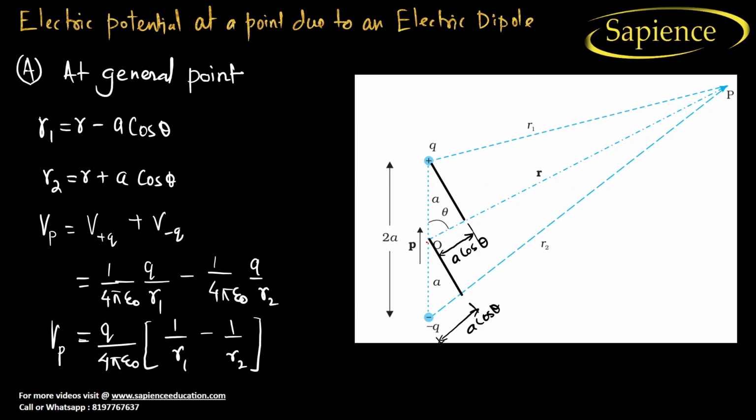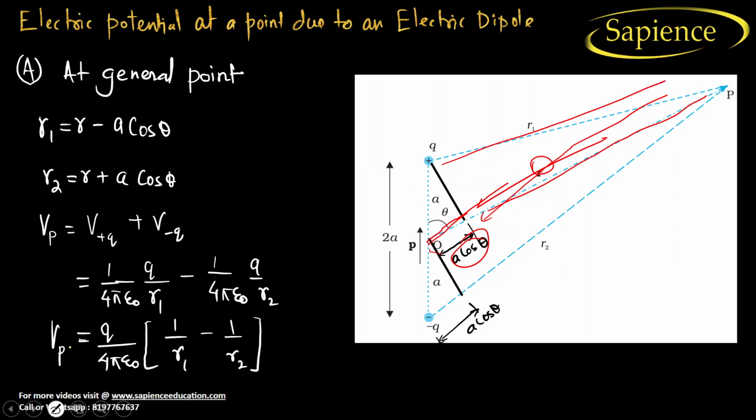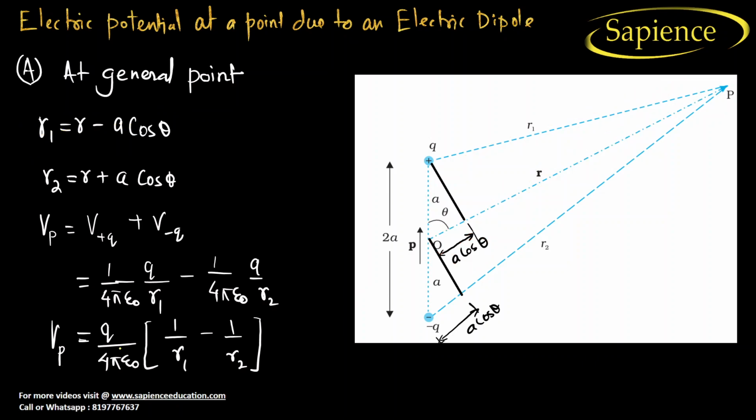Again, I'm explaining to you. See, the total distance from this is r. This distance is a cos theta. So what will be this distance? Definitely you have to subtract a cos theta from r. So finally, this length and this length both are equal. So we can directly write here r1 is equal to r minus a cos theta. Now the challenge is to find r2.